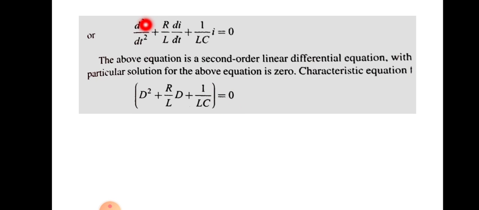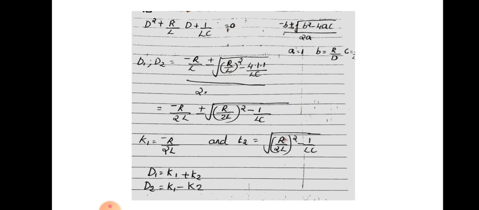Here I is the unknown quantity. So we can find the solution of this characteristic equation. You know that once you have an equation like a x square plus b x plus c equal to 0, you can easily find the solution by x equal to minus b plus or minus root of b square minus 4ac, divided by 2a. Similarly, you can apply that relationship here, so you will get the unknown quantity.